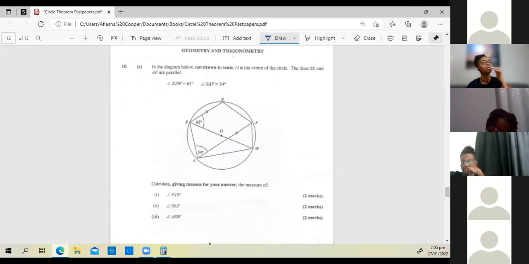All right. Okay, so FAW. So KSW 62, SAF 54. O is the center, AF parallel. Pay attention to what they're telling you about these parallel lines, they tell you that for a reason. FAW. Let's go. Yeah. 90 minus 54. 90 minus 54 is 36.